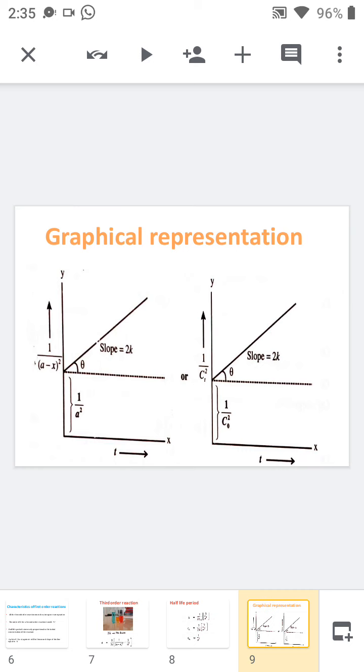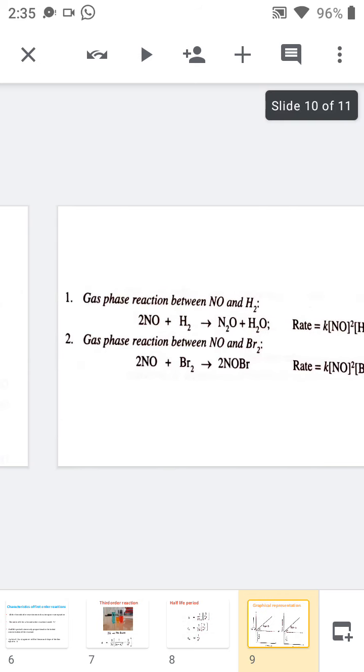Now this is the graphical representation. See here we can see that the x coordinate is always t and the y coordinate is 1 by (a minus x) whole square. See here the slope is 2k and the intercept is 1 by a square.